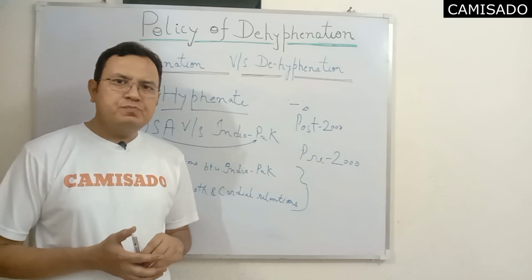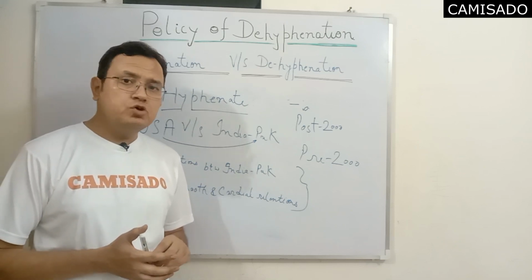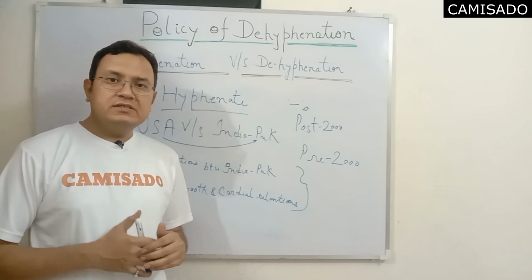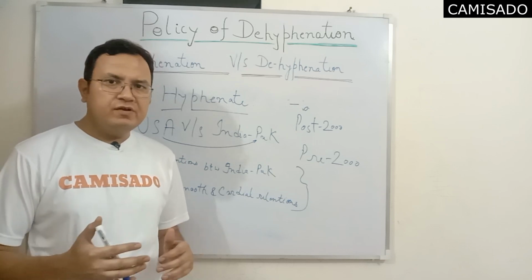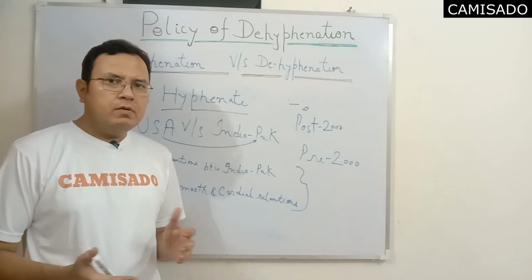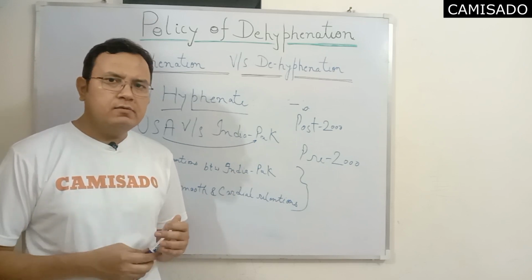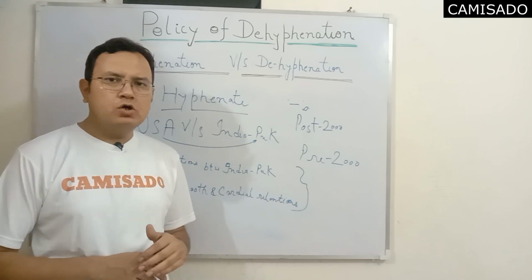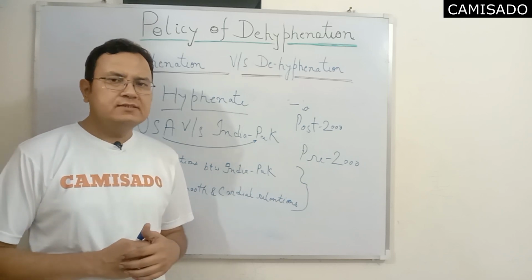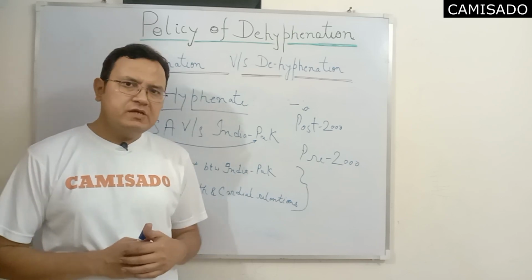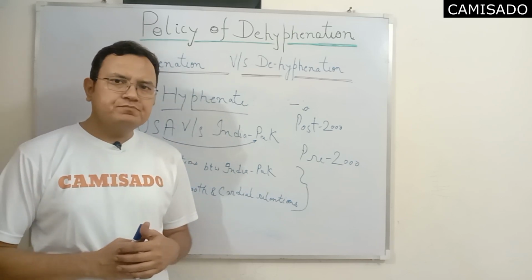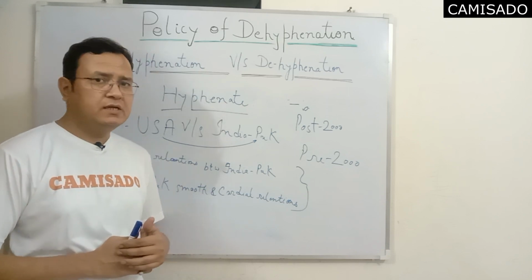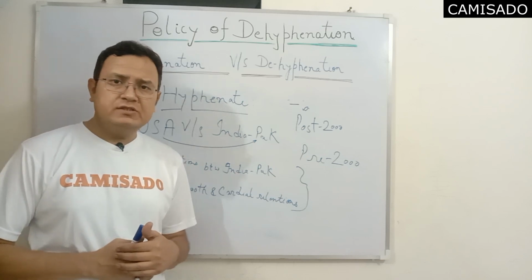So India, especially in 2004, when George W. Bush assumed the presidency of the United States of America, the US decided to follow the policy of de-hyphenation, though informally the policy had started long back. But the leadership of George W. Bush was very crucial so far as the beginning of the policy of de-hyphenation is concerned. And under his leadership, the US decided to discard the policy of hyphenation.